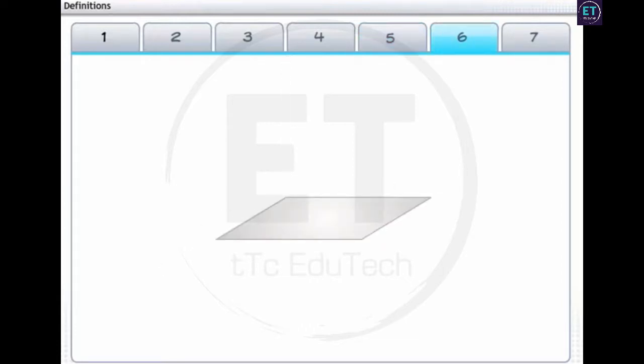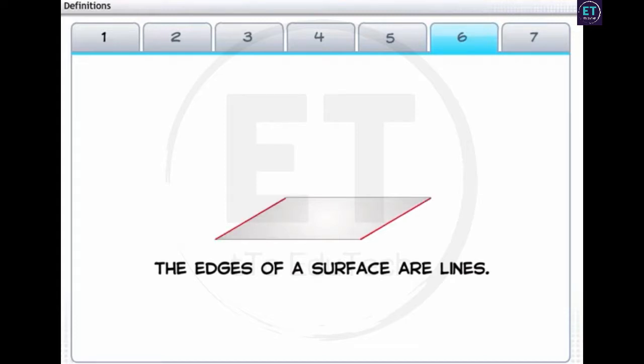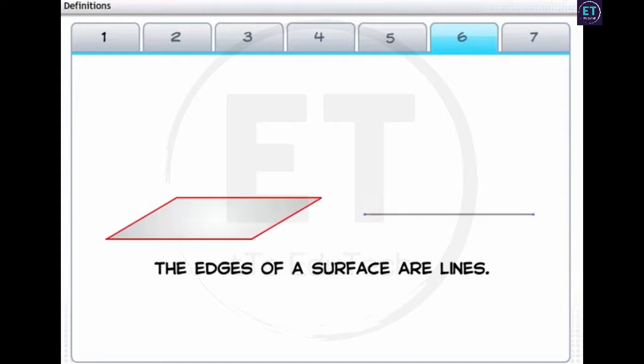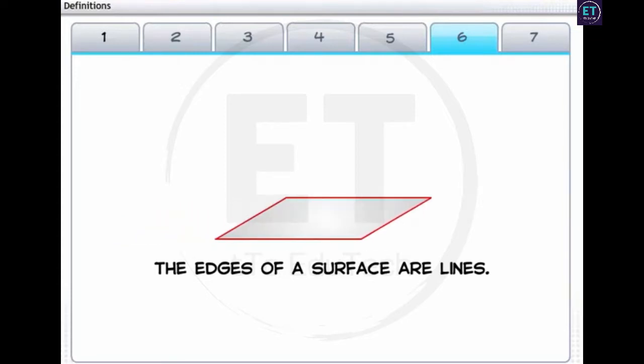The sixth definition states that the edges of a surface are lines. This is an extension of the third definition, which says that the ends of a line are points. The following example will help us understand the sixth definition better.